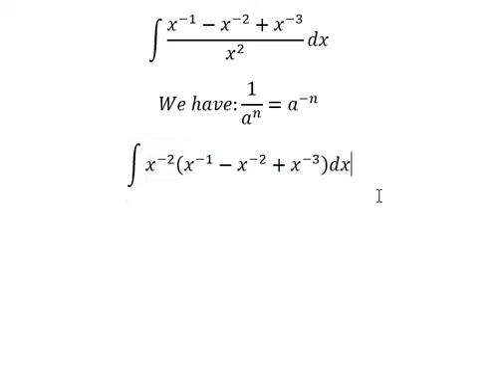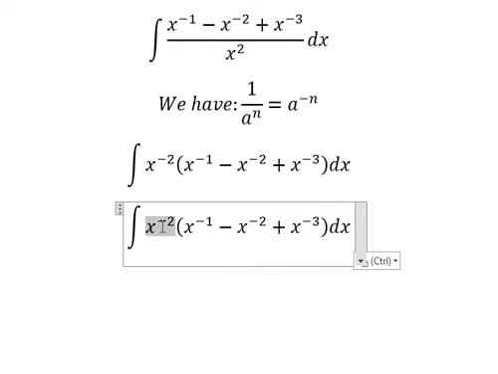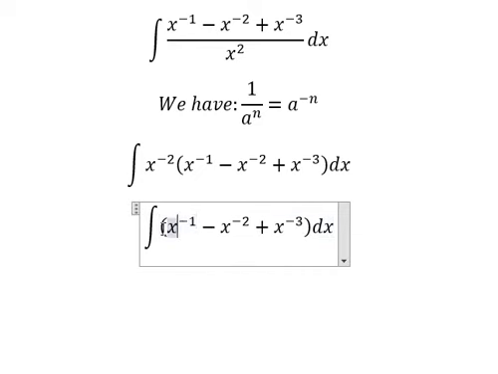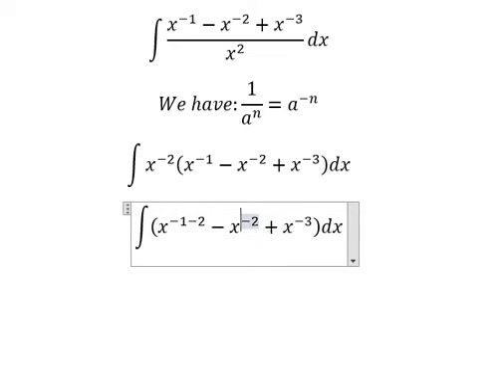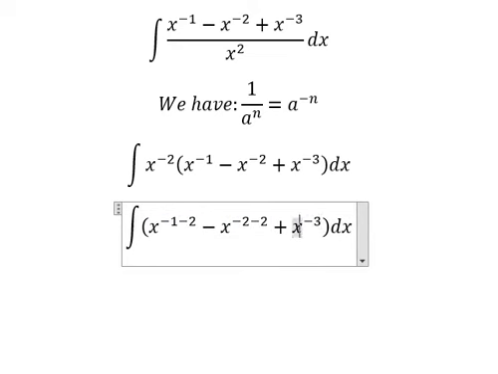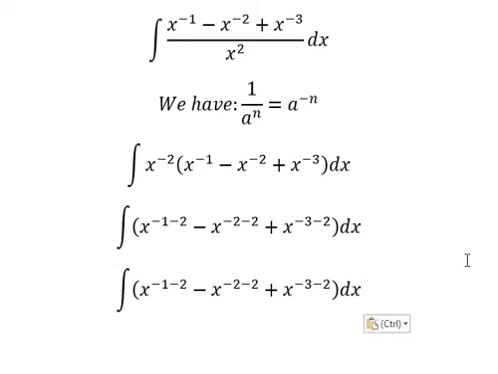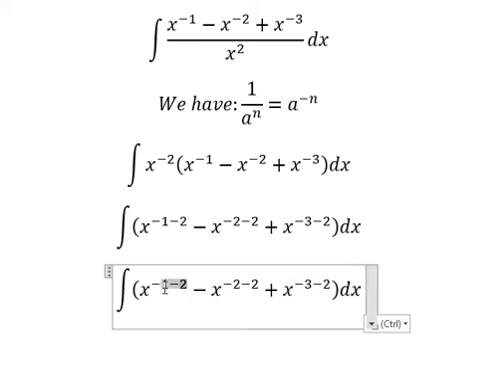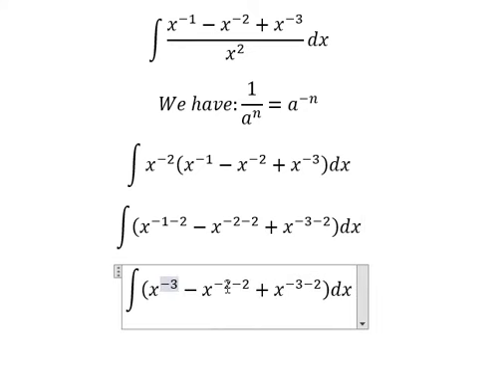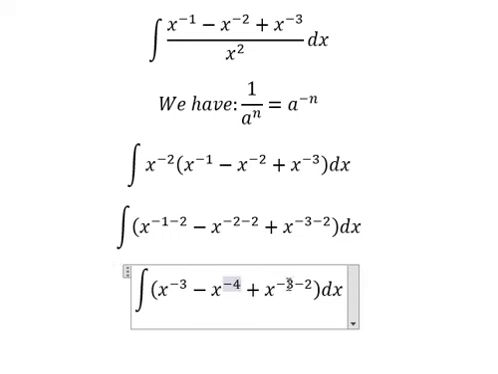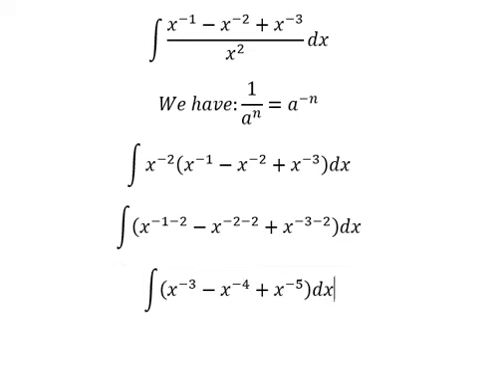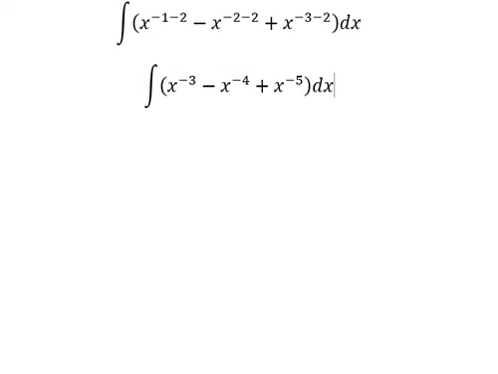Next, this one multiplied by this one, and this one. So this one we have negative number 3, this one we have negative number 4, and this one we have negative number 5. Next, we have the formula in here.